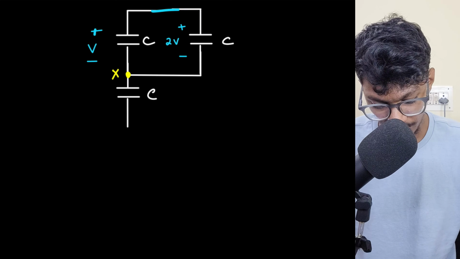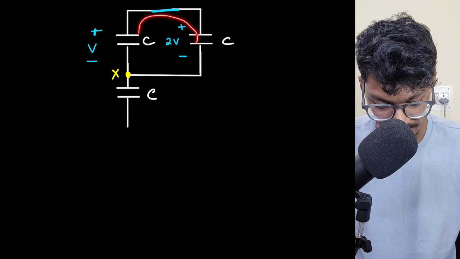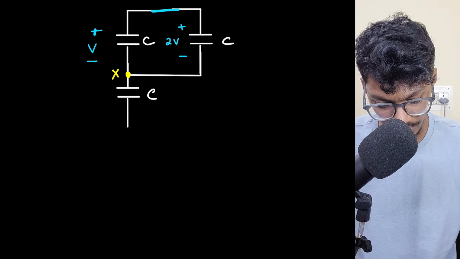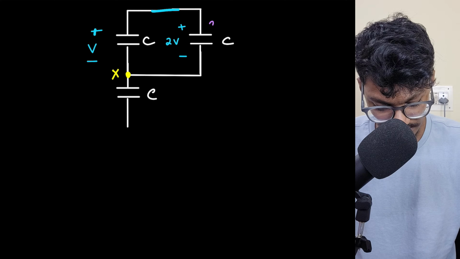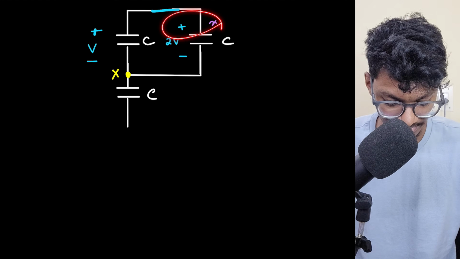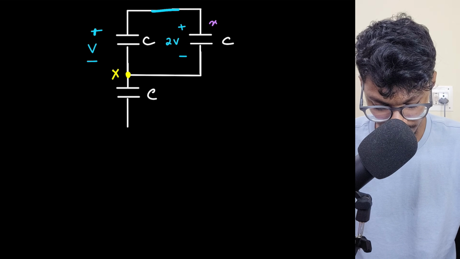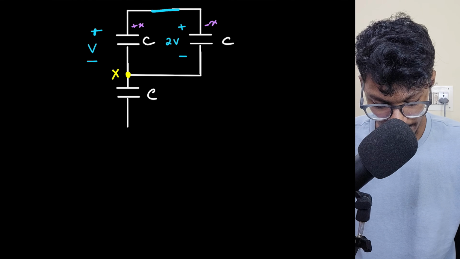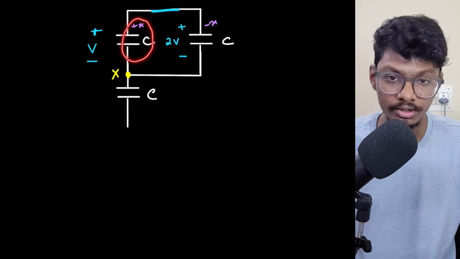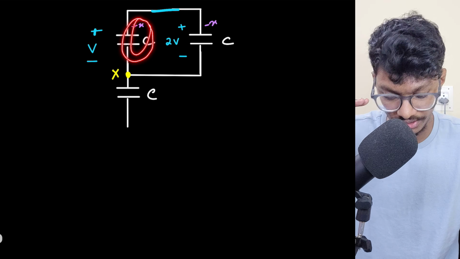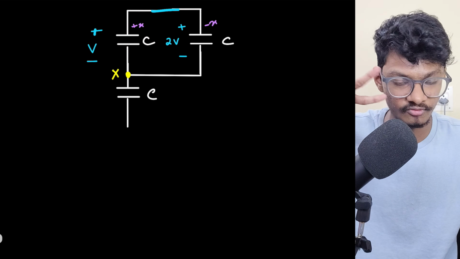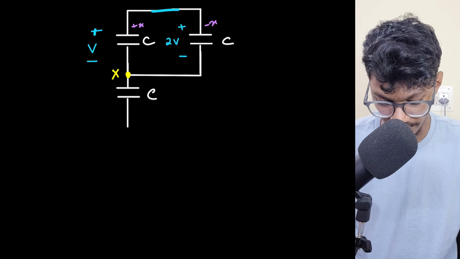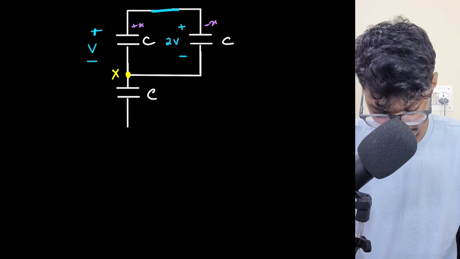What I will do is assume that charge is flowing out from this higher potential to lower potential. So I will assume that some charge X will leave from this positive plate and will come to this negative plate. So this will be minus X, this will be plus X, and as throughout the two plates the overall charge should be 0, if this is plus X, this will be minus X.